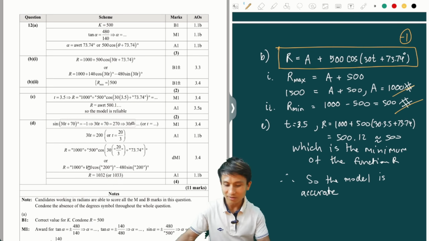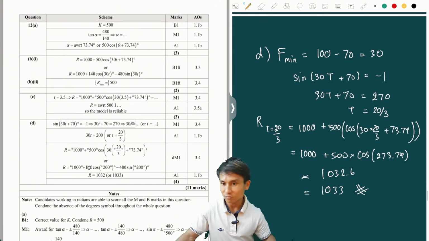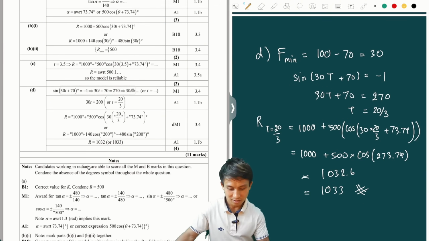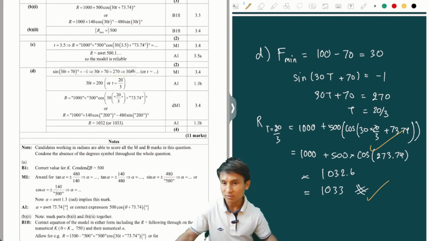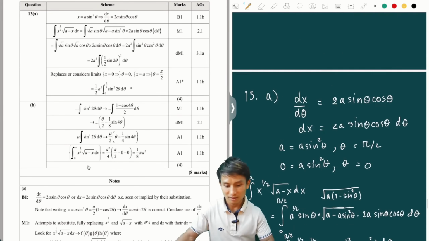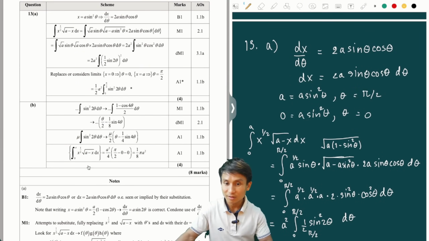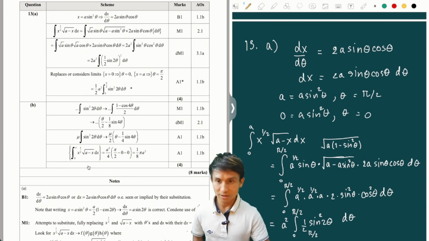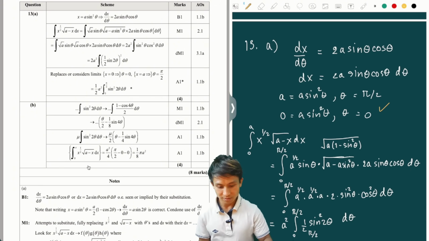But the second mark here, definitely. And part C, R is about 500, so reliable. Yeah, accurate, same word, I think. It's 1,033, so that's fine. 13A. A sine squared. Yeah, everything is fine, right?